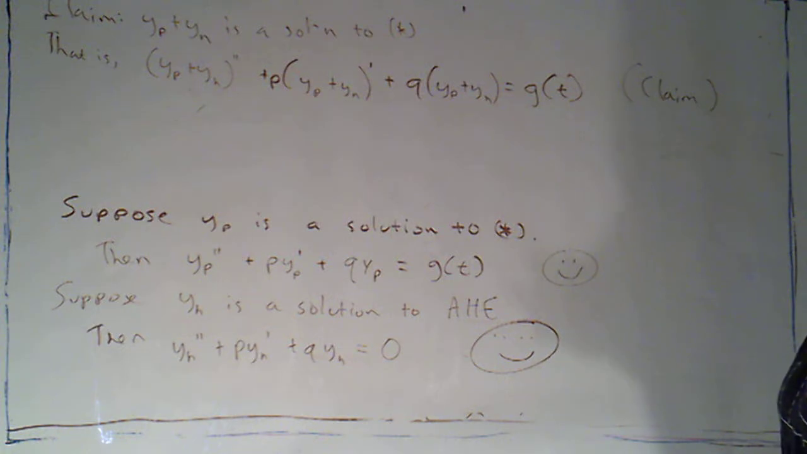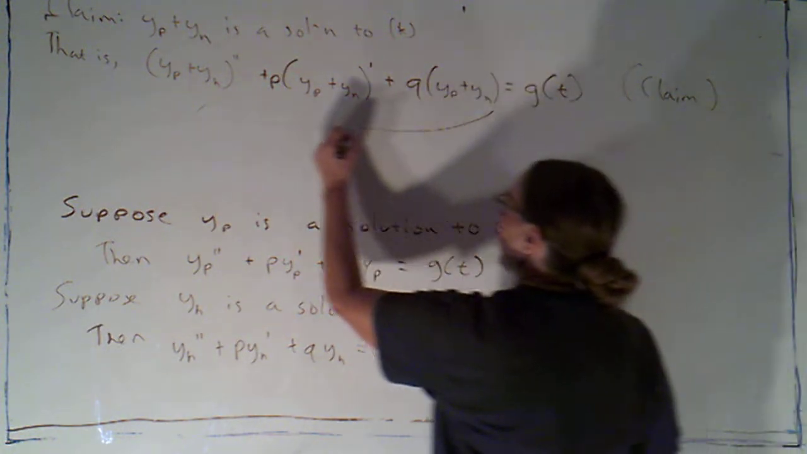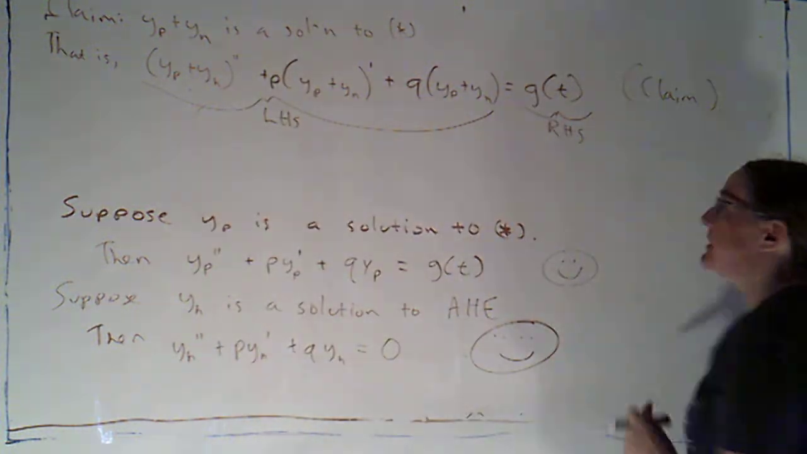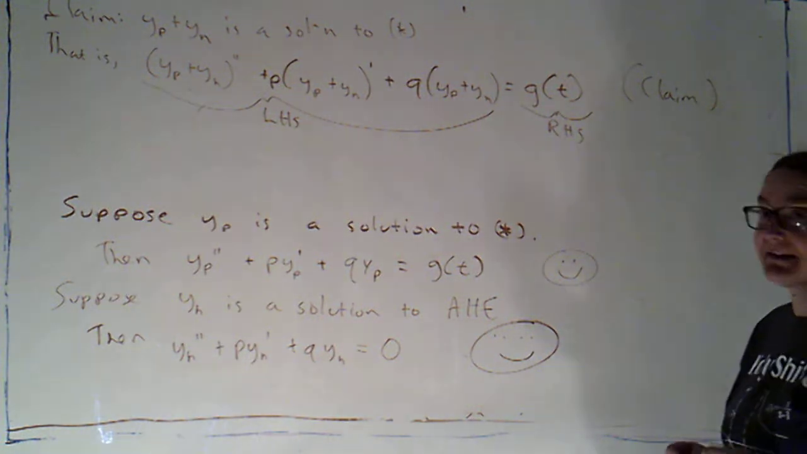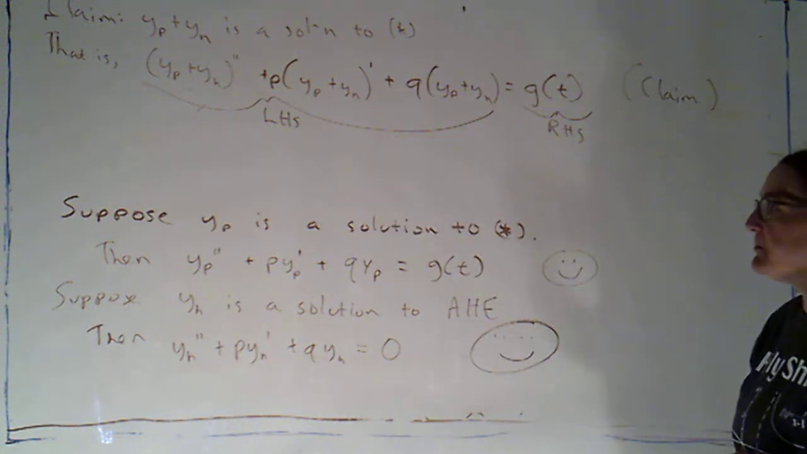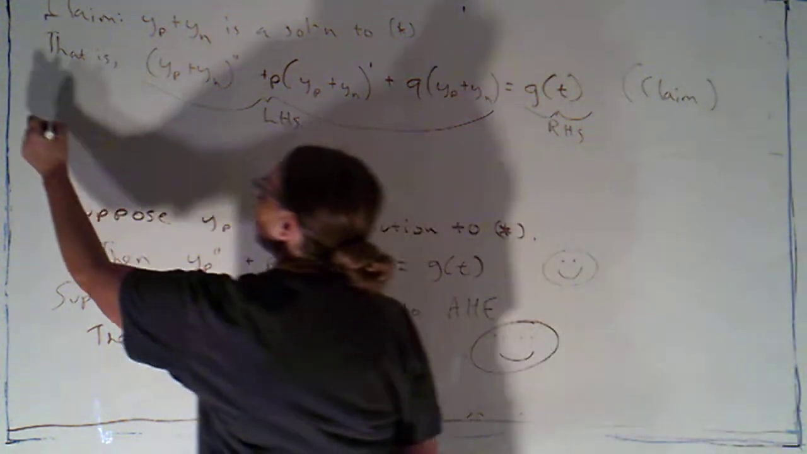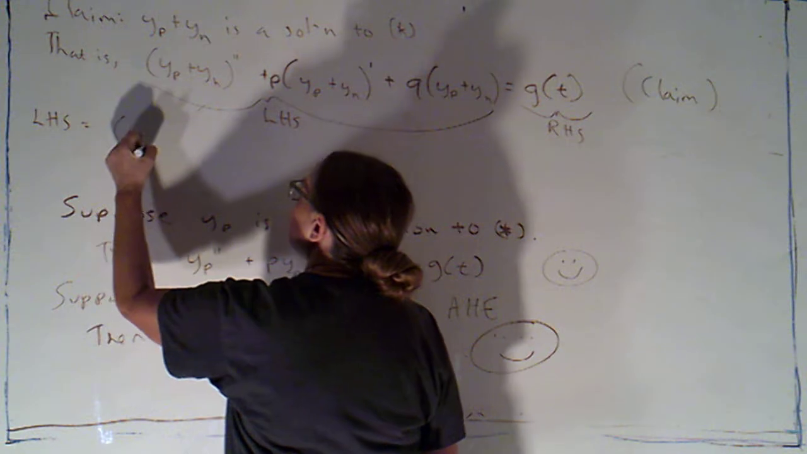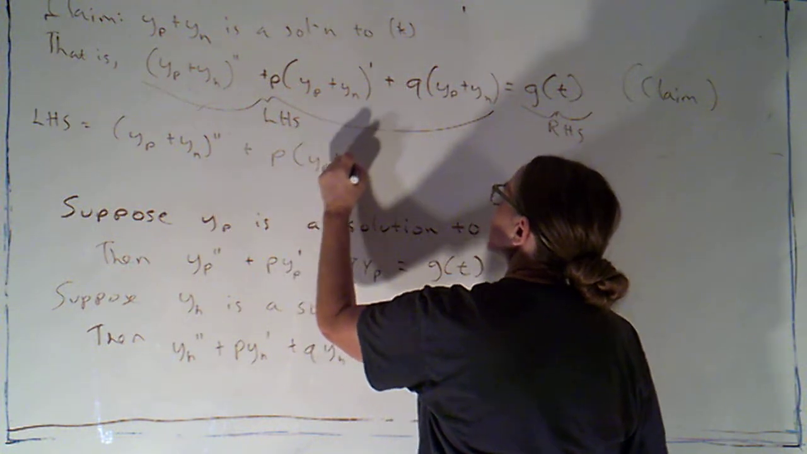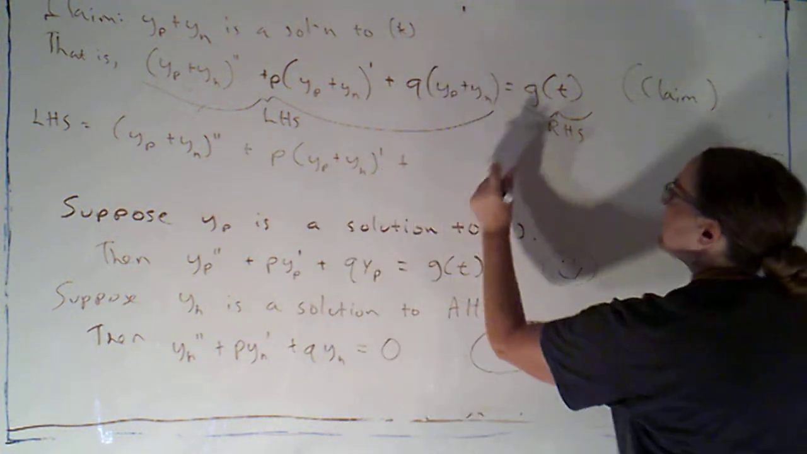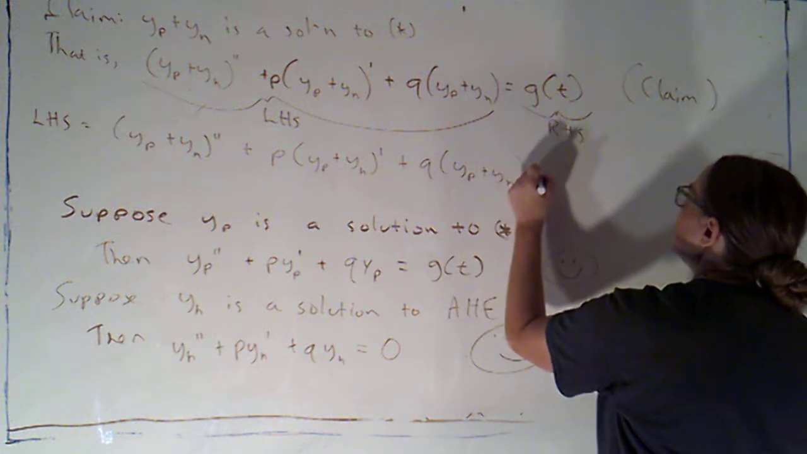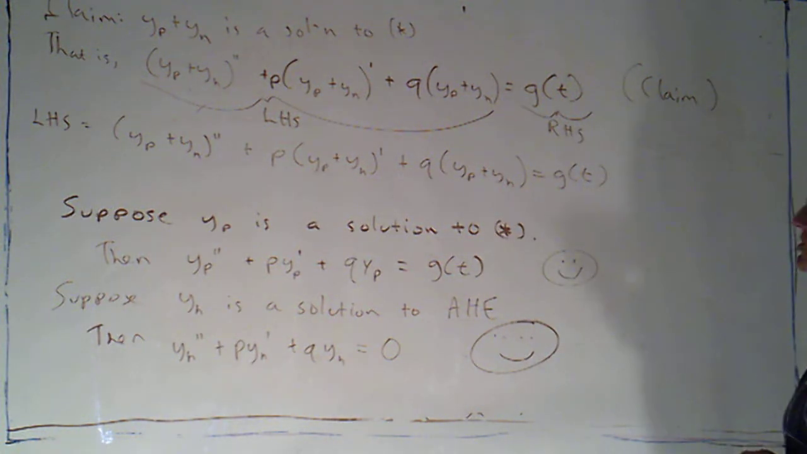Okay. All right, so it has two sides. It has a left-hand side and it has a right-hand side. I don't know that it's true, so I need to pick one side, start with that, and simplify. I definitely want to start with the more complicated side because that's going to be easier for me to simplify. Okay. So if I look at the left-hand side, that's yp plus yh double prime plus p times yp plus yh prime plus, let's actually write it out first, plus q times yp plus yh is equal to g of t.